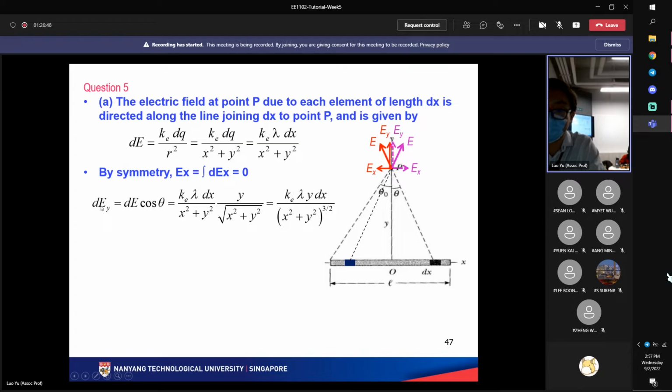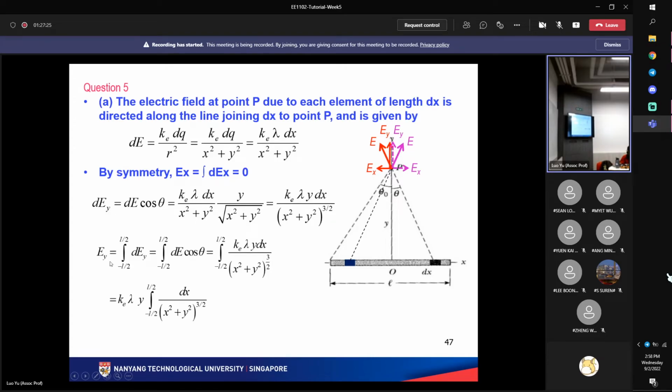So we need to find what is dEy. You can say dEy is actually this dE times cosine theta. Because we need to integrate across x, we need to write cosine theta as a function of x and y. Clearly, cosine theta is equal to y divided by this r, where r is the square root of x squared plus y squared. So I get cosine theta equal to y divided by the square root of x squared plus y squared. Now I can write dEy as a function of x and y, right?